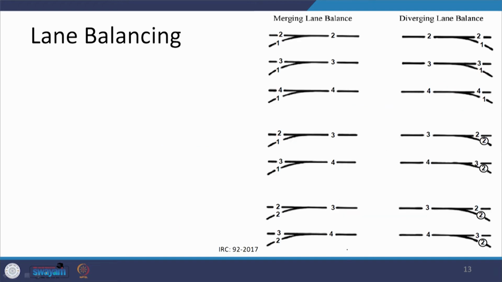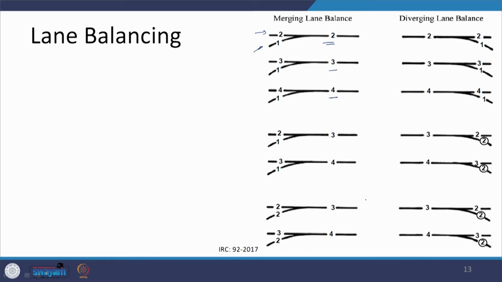Here you can see that there is a case of a merging lane balance. What we see is that the main highway has 2 lanes and this merging ramp has 1 lane. So, total lanes are 2 plus 1, 3, minus 1, that is 2. That is how 3 plus 1, 4, minus 1, 3; 5 minus 1, 4, and the same way it is being done.